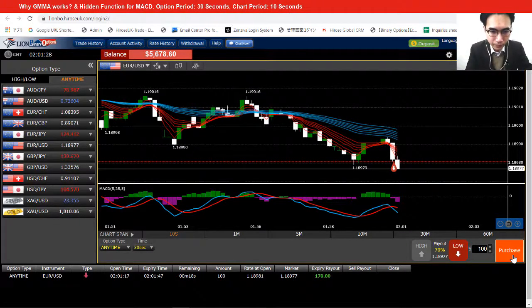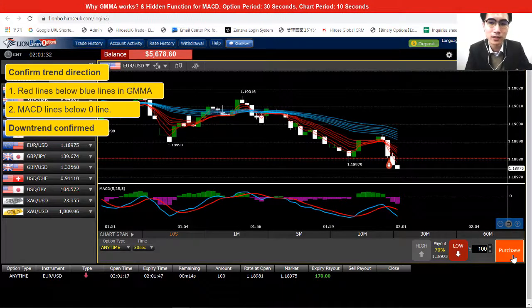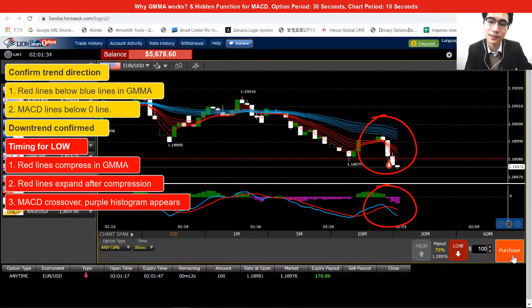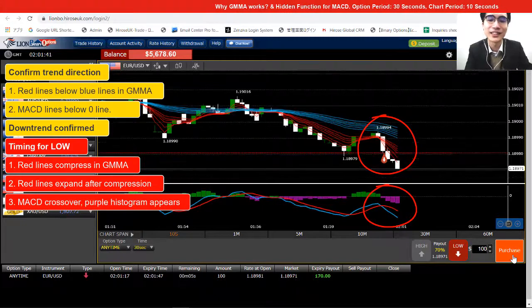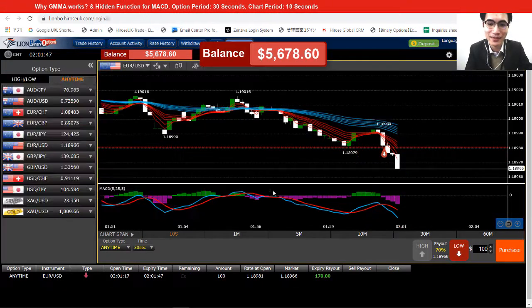So I opened another trade here. Red lines below blue lines, and then the two lines in MACD crossover, and then a purple histogram comes out. So there's a double bearish indication, so that's why I opened that trade there. Okay, the trade is about to finish, and I'm pretty sure it is ending in profit.